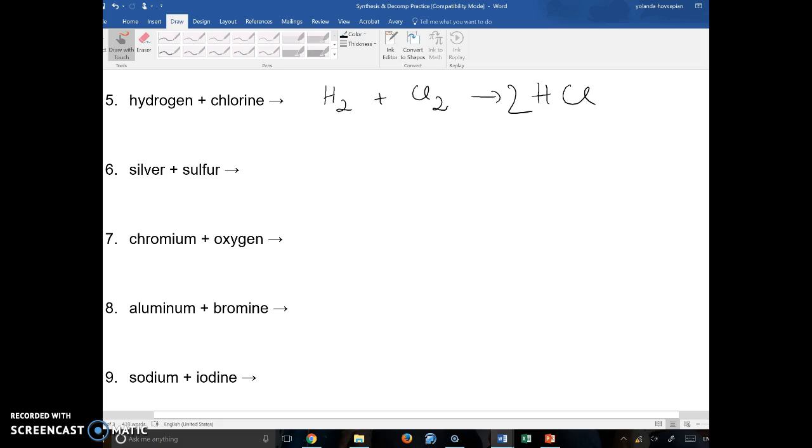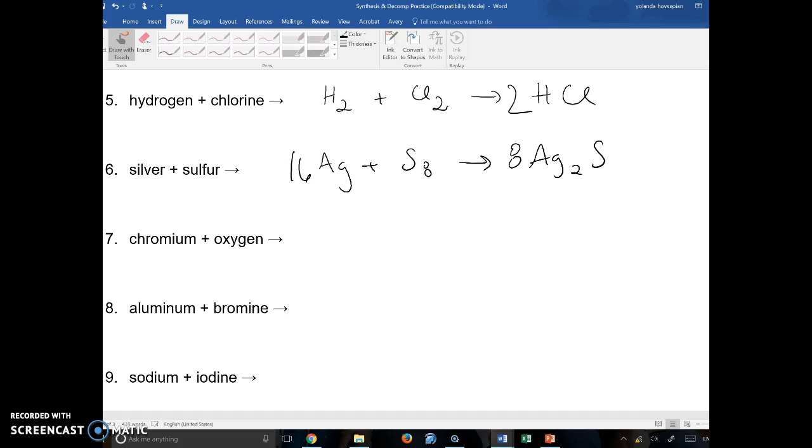Silver and sulfur. Well, sulfur is S8, and we're going to end up with Ag2S because silver is always +1. Sulfur is -2, so you put an 8 here and a 16. Chromium and oxygen. Well, which chromium is this? Since we don't really know, we'll use 2. So chromium oxide, put a 2 and a 2.